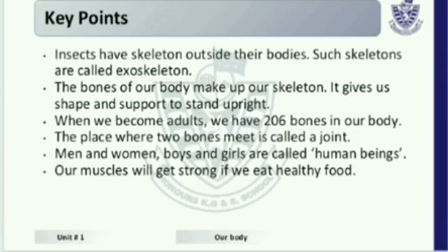The place where two bones meet is called a joint. Men and women, boys and girls are called human beings. Our muscles will get strong if we eat healthy food.